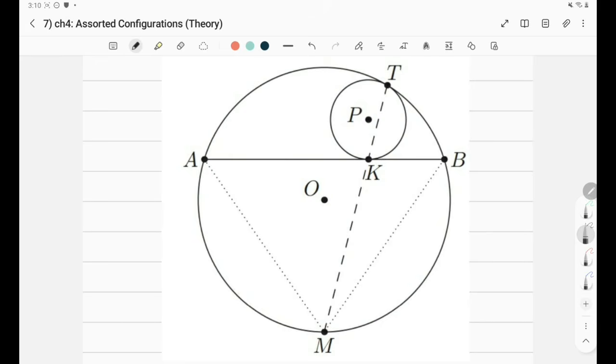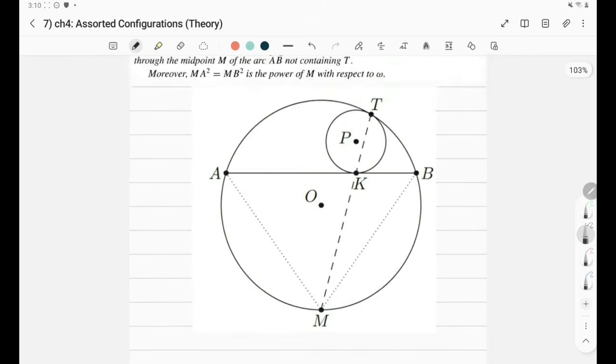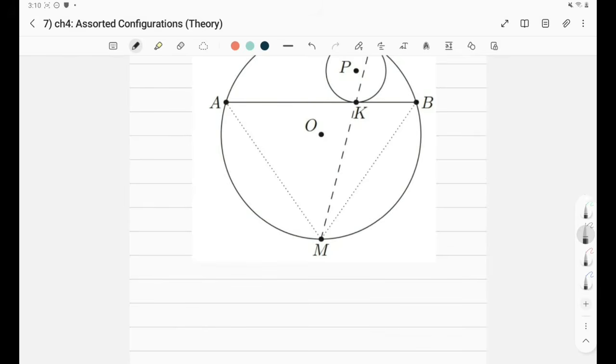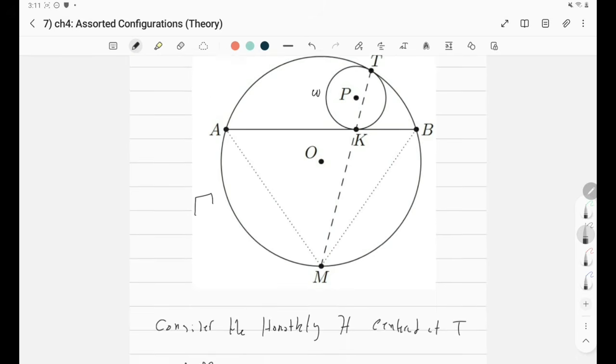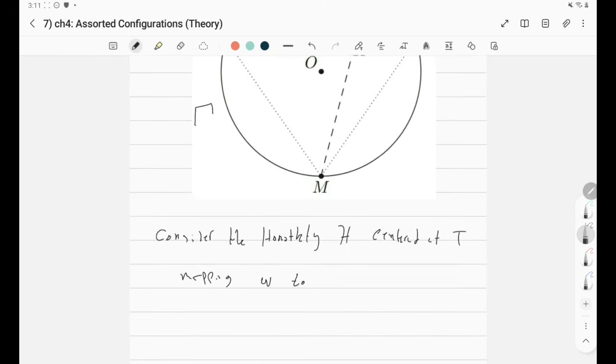So let's just consider this homothety. If we consider this homothety, what will happen? Actually, let's immediately try to sketch the proof. So we consider the homothety H centered at T. Let's just name the circles to make life easier for us. I'm going to name this omega and this gamma. So H maps omega to gamma.